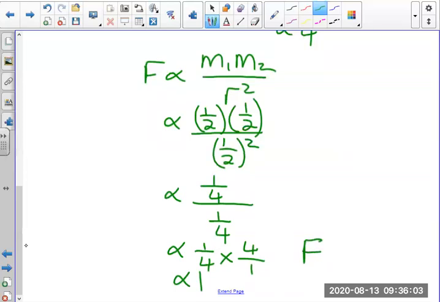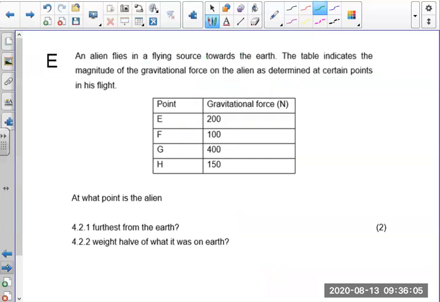On the next page, it's number E. Let's quickly look at number E. Here they say, an alien flies in a flying saucer towards the Earth. The table indicates the magnitude of the gravitational force on the alien as determined at a certain point in his flight.